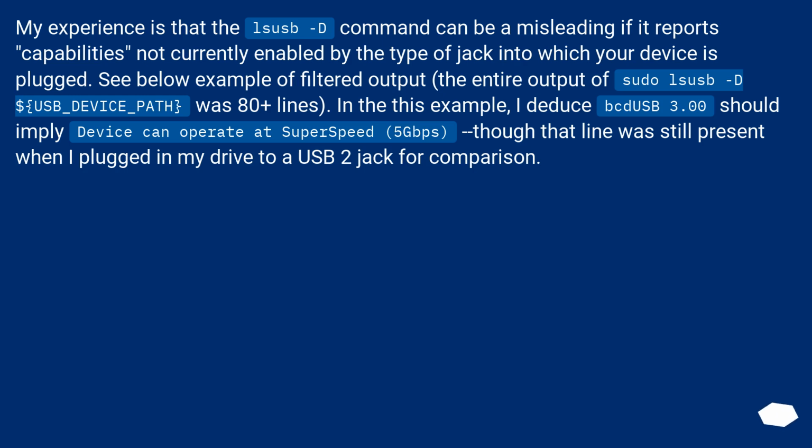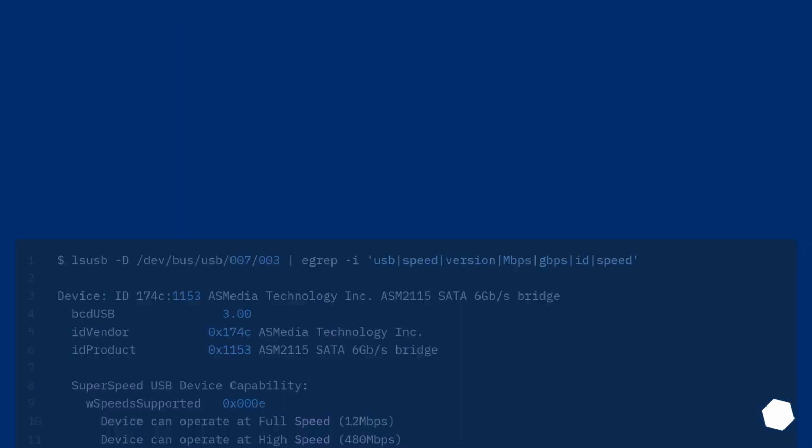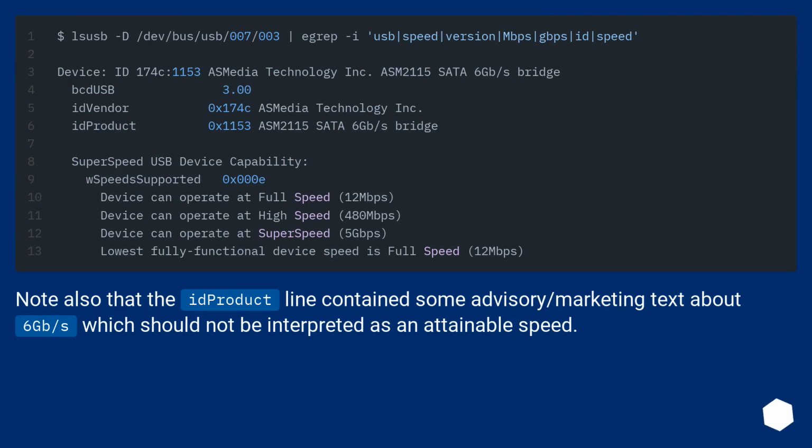was 80+ lines. In this example, I deduce that just 3.00 should imply the device can operate at SuperSpeed 5 Gb/s, though that line was still present when I plugged in my drive to a USB 2 jack for comparison. Note also that the idProduct line contains some advisory/marketing text about 6 Gb/s which should not be interpreted as an attainable speed.